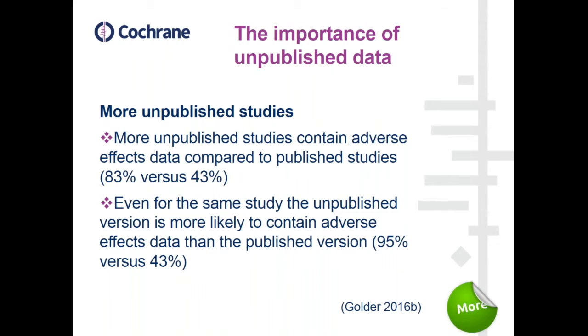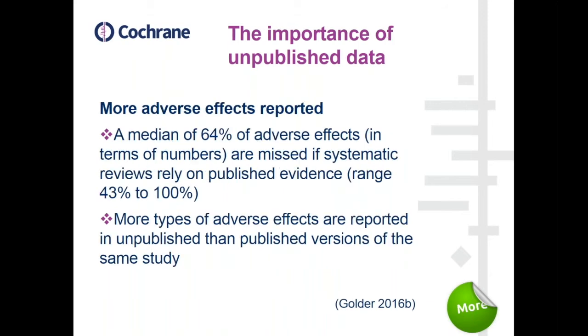And this even holds true when you look at the same study with its unpublished version and its published version. The published version is much less likely to contain any adverse effects data for the same study. So the information's there, which is why I mentioned contacting authors. Unpublished data is not just more likely to contain adverse effects data, it's more likely to contain more information about the adverse effects and higher numbers of adverse effects. And more types of adverse effects are reported in unpublished than published versions of the same study.